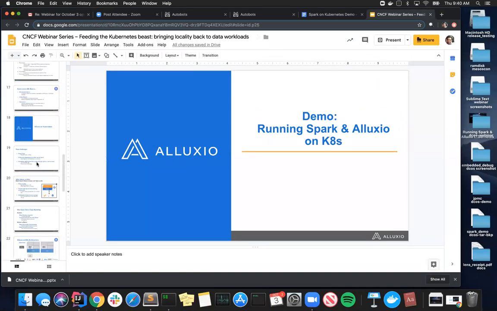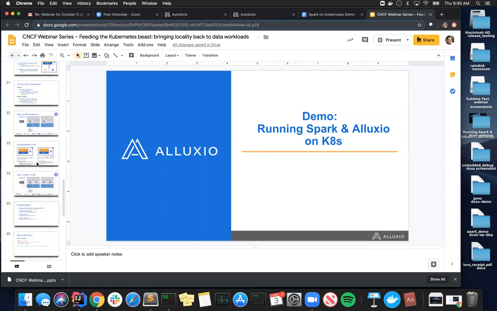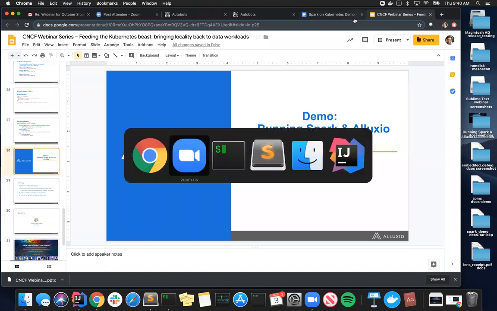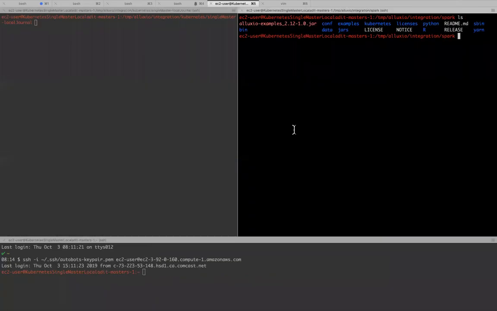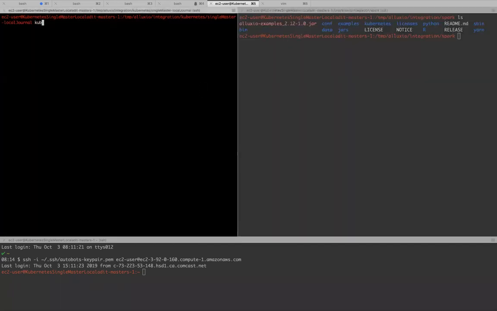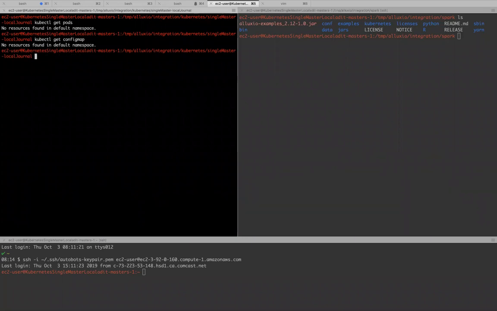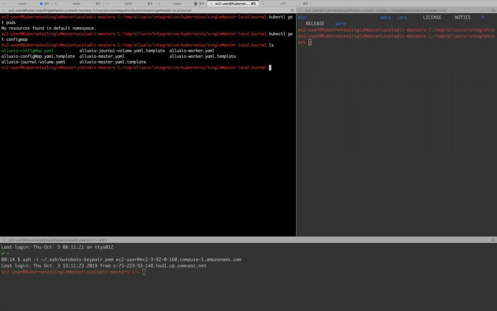Okay, so I have prepared a demo for running Alluxio and Spark in Kubernetes, and I'll jump into that very soon. Okay, so like I mentioned before, the setup for the demo is a four-node Kubernetes cluster deployed on Amazon EC2. Let's just make sure nothing is running on the cluster as of now. Okay. So the way that we'll use to deploy Alluxio on Kubernetes right now is using the YAMLs, the declarative YAML specifications.